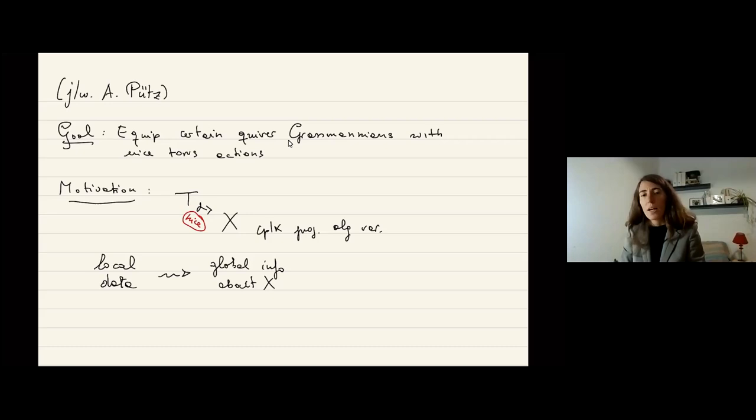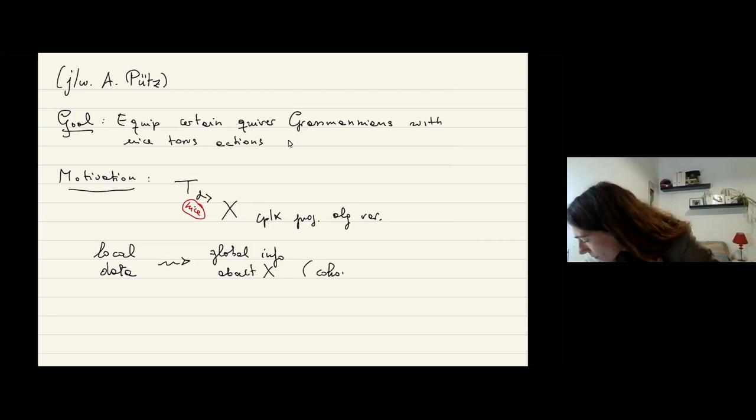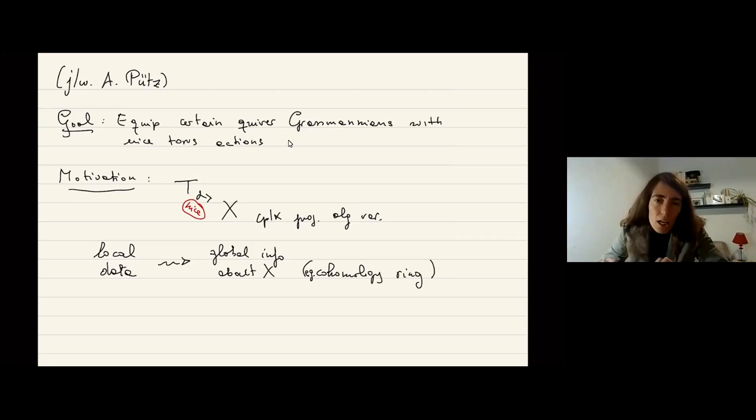So I want more though. I want a bigger torus. If I have a bigger, nice torus, I have a way of deducing from local data information about the cohomology ring. So for example, if X is even smooth, which is not what I'm going to have in general, we can even compute all generalized cohomology theories. If X has a stratification, which is T-stable, we can even compute equivariant intersection cohomology. Cohomology here is actually equivariant, but then you can recover the cohomologies.